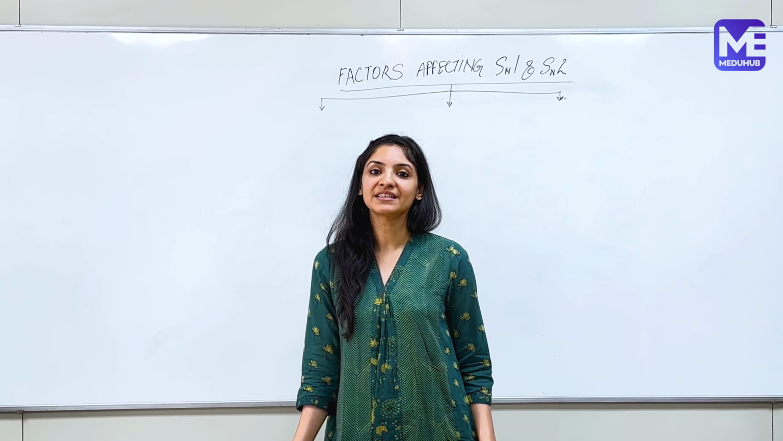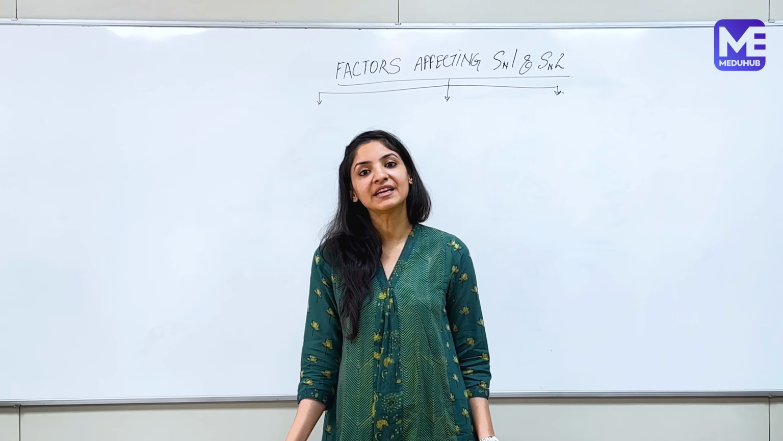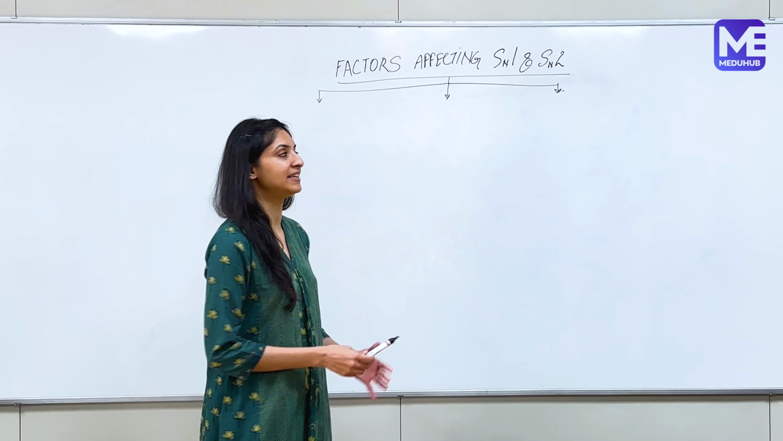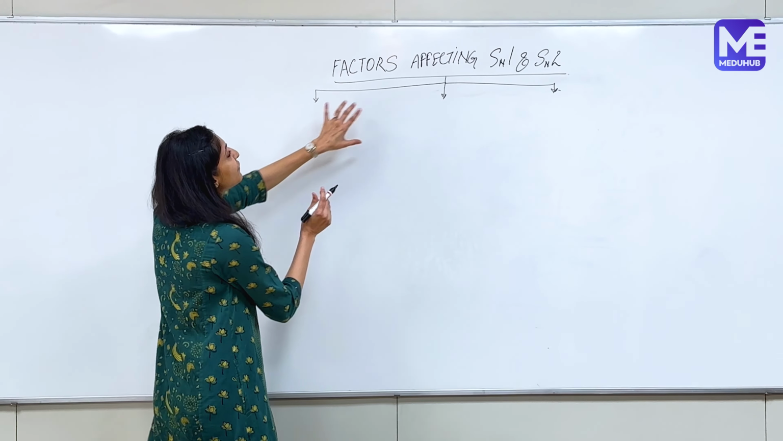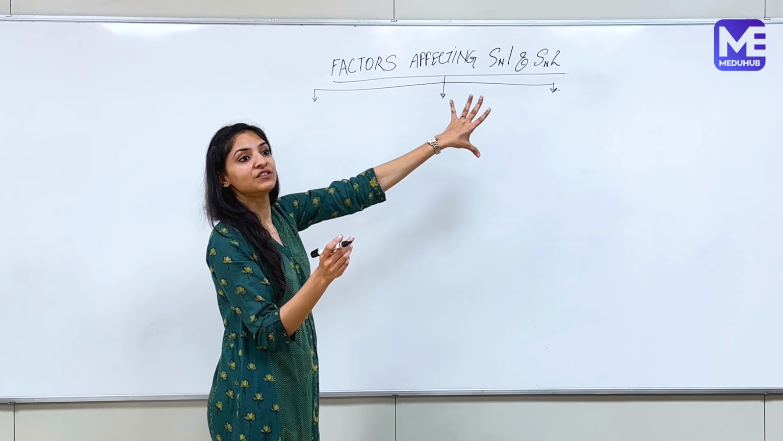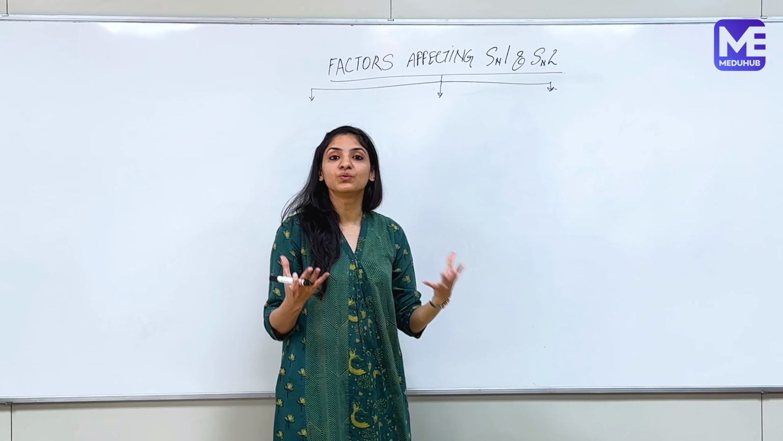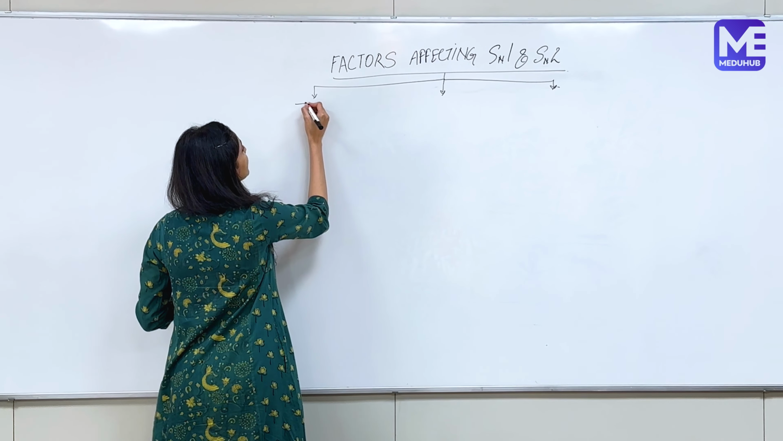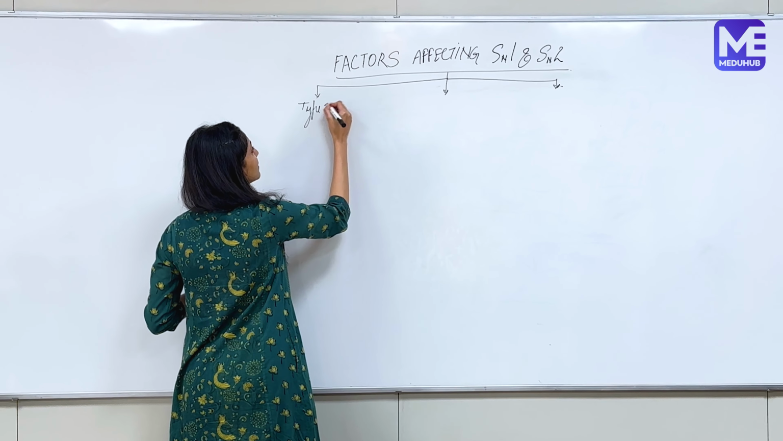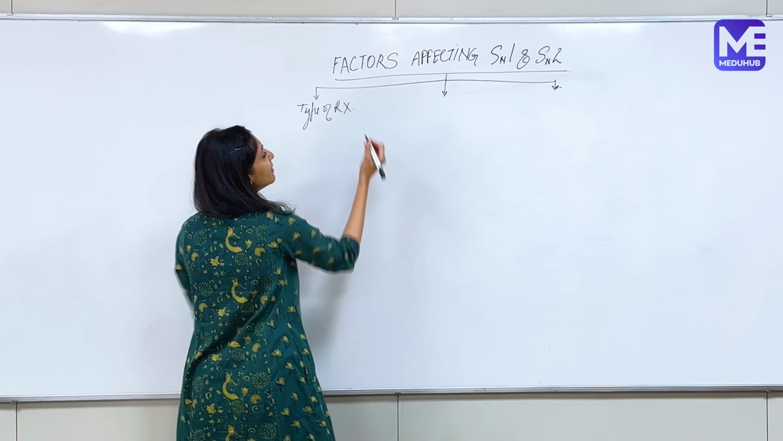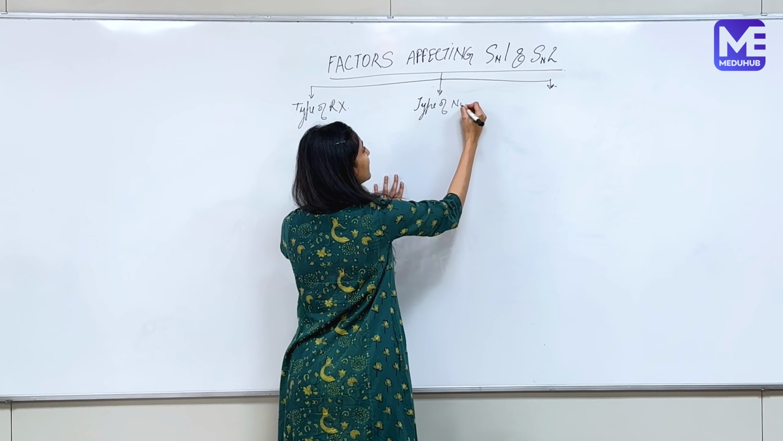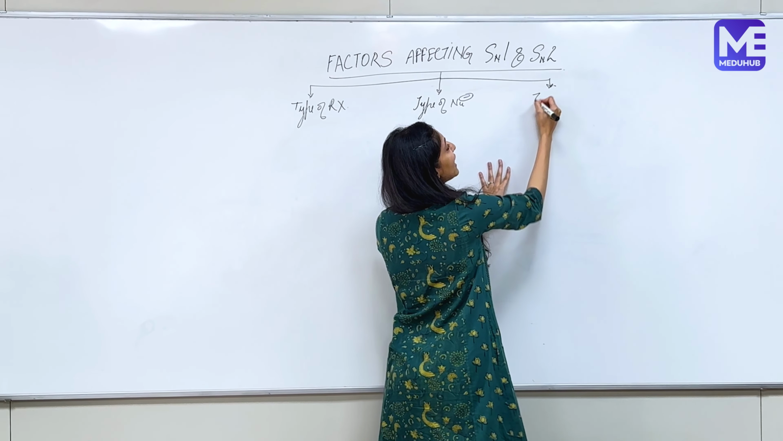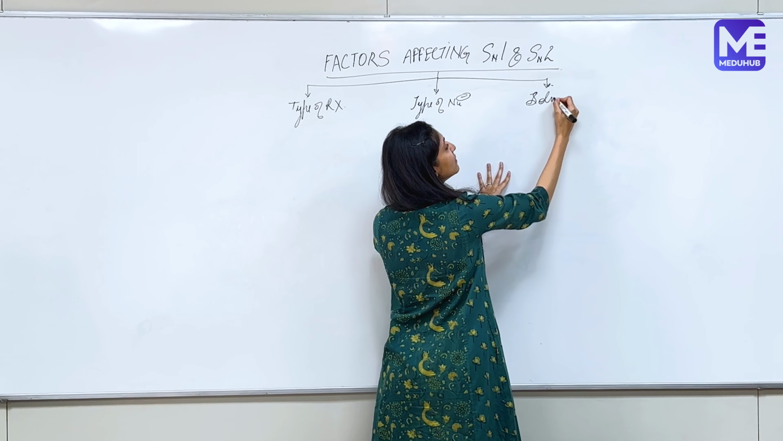Today we will be discussing the factors which affect the Sn1 and Sn2 mechanisms in alkyl halides. So substitution nucleophilic 1 or 2. The factors which affect which one out of the two will take place are the type of alkyl halide, the type of nucleophile, and the type of solvent used.